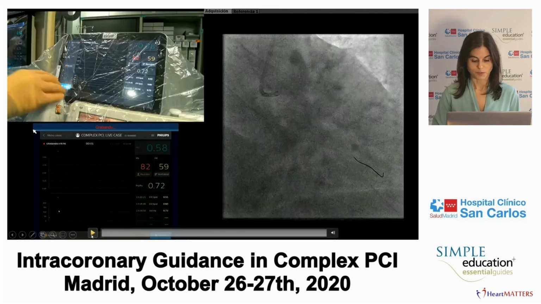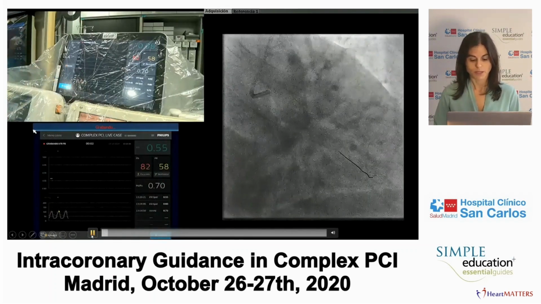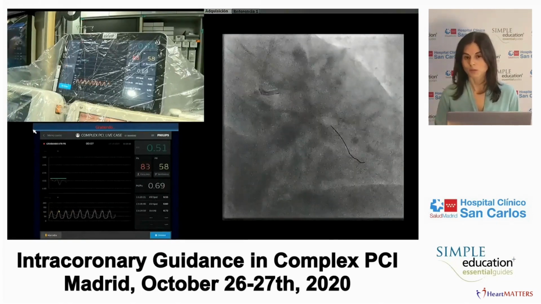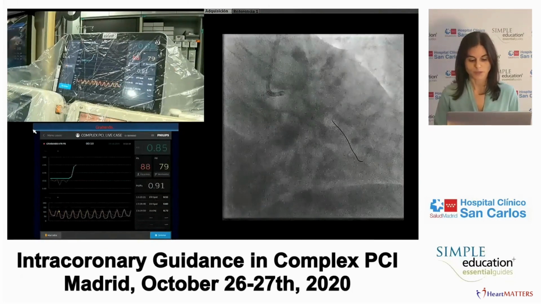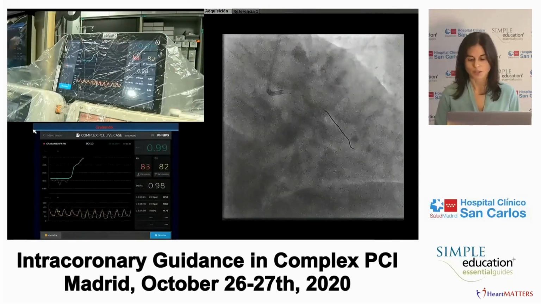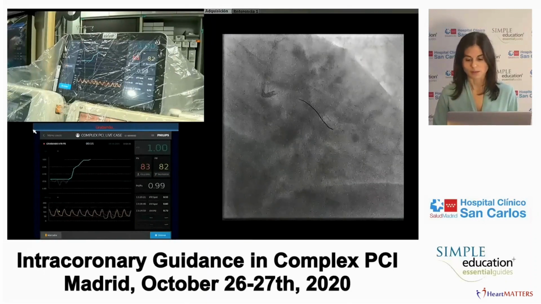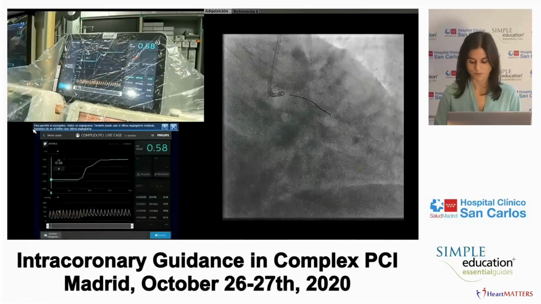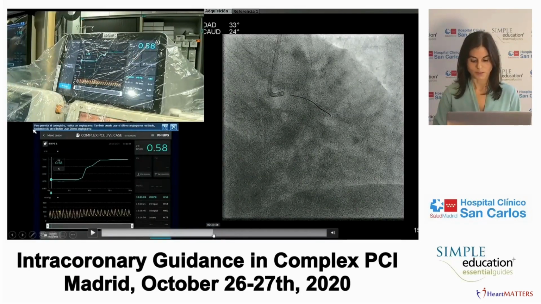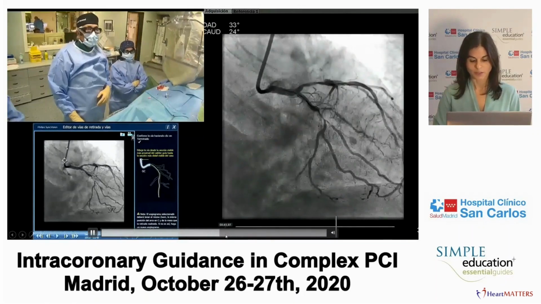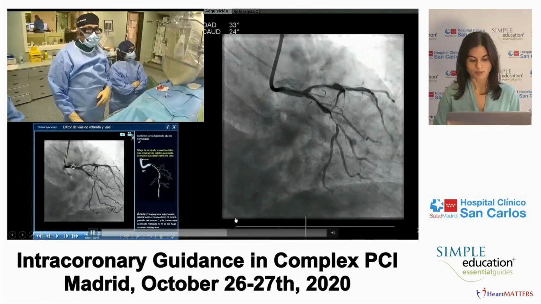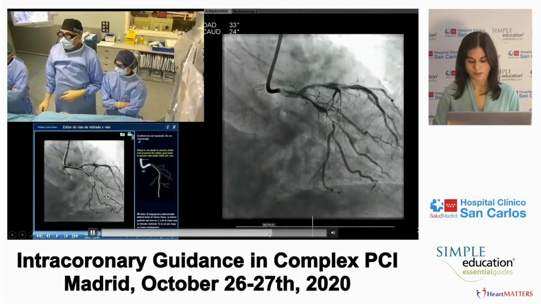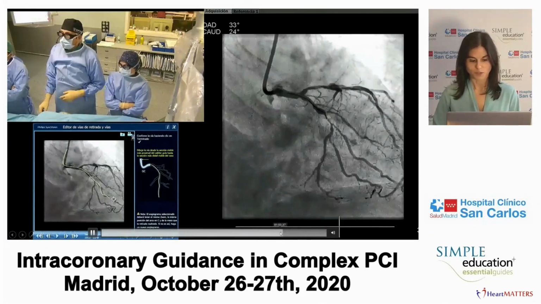You can see here Javier is drawing the roadmap of the vessel, and after that we can obtain the co-registration of the IFR pullback and angiographic images. You can see how you can do this from the table yourself. This facilitates a lot the procedure, and you will see now in a moment the result of the co-registration, and it's very clear that all the dots are located in this lesion in the circumflex just before the bifurcation with the second marginal and the main circ.